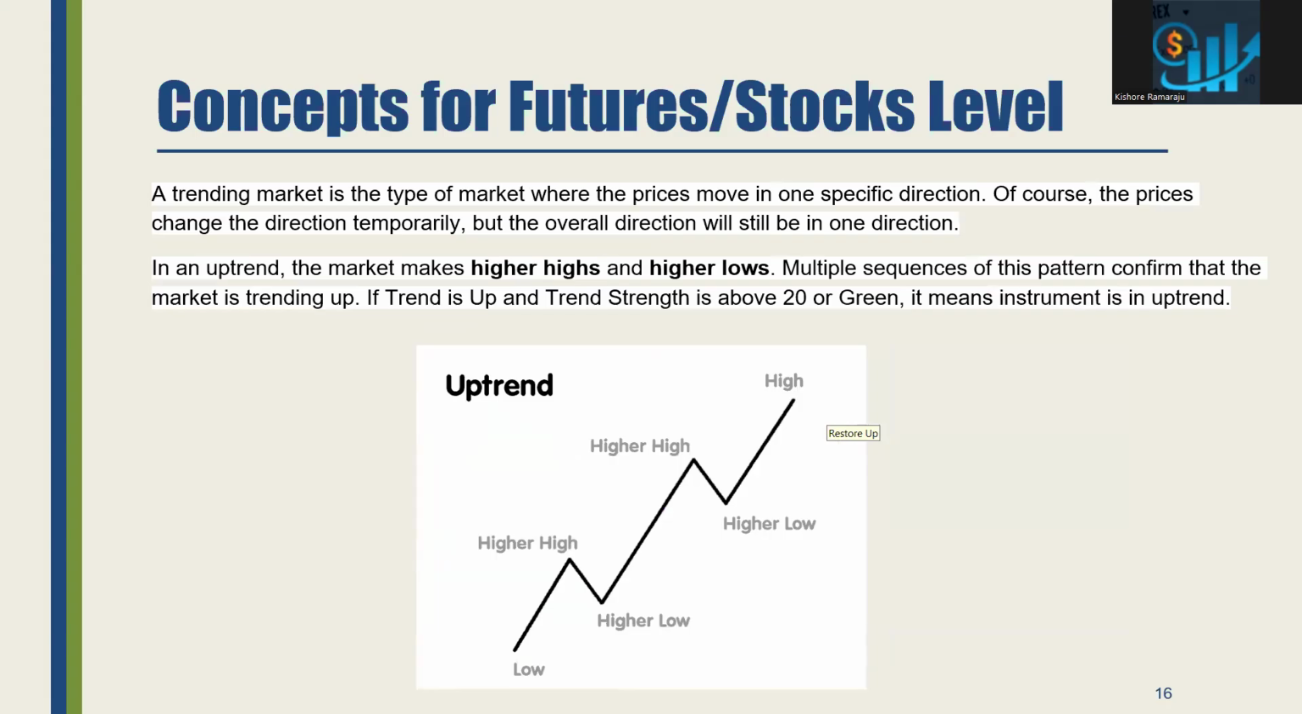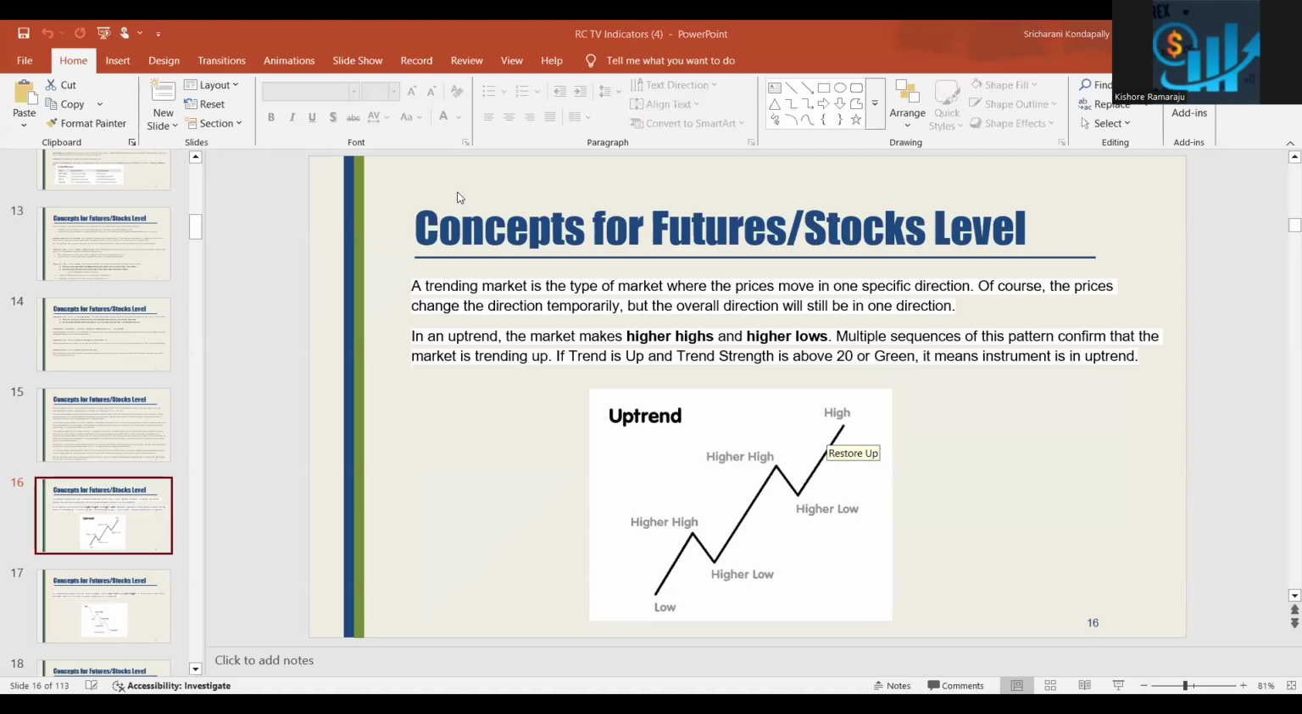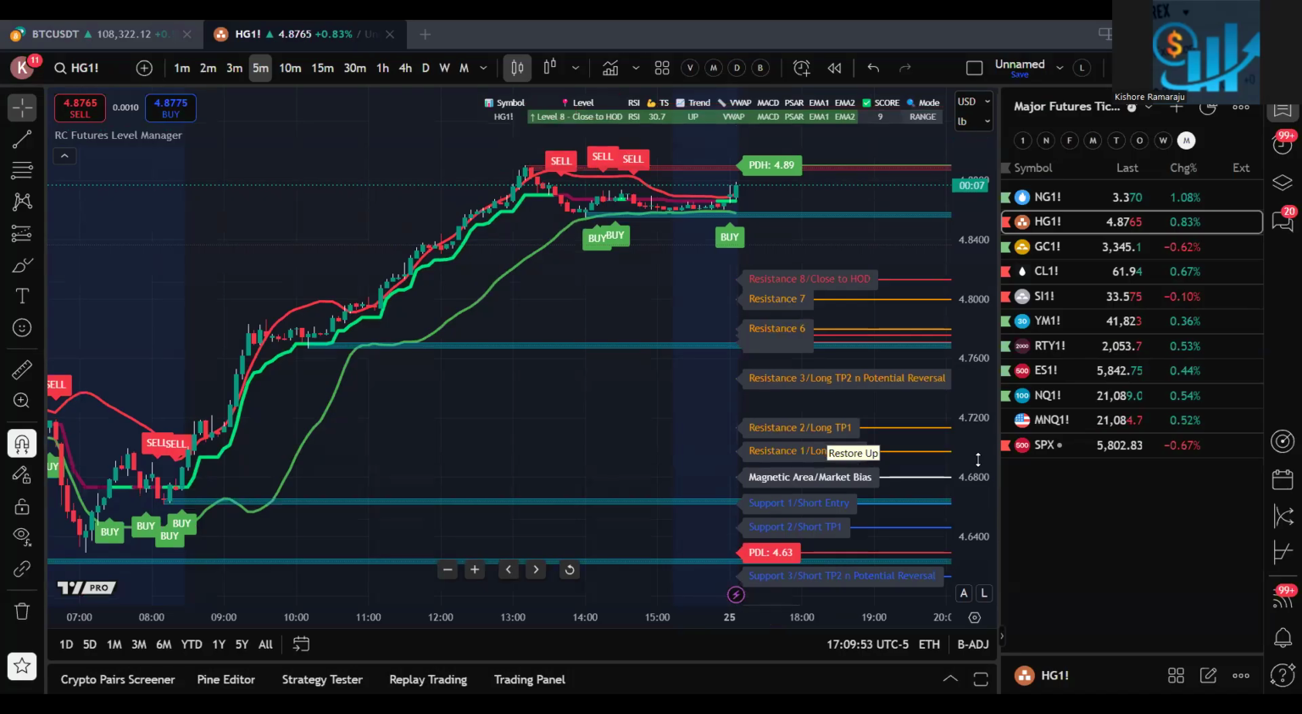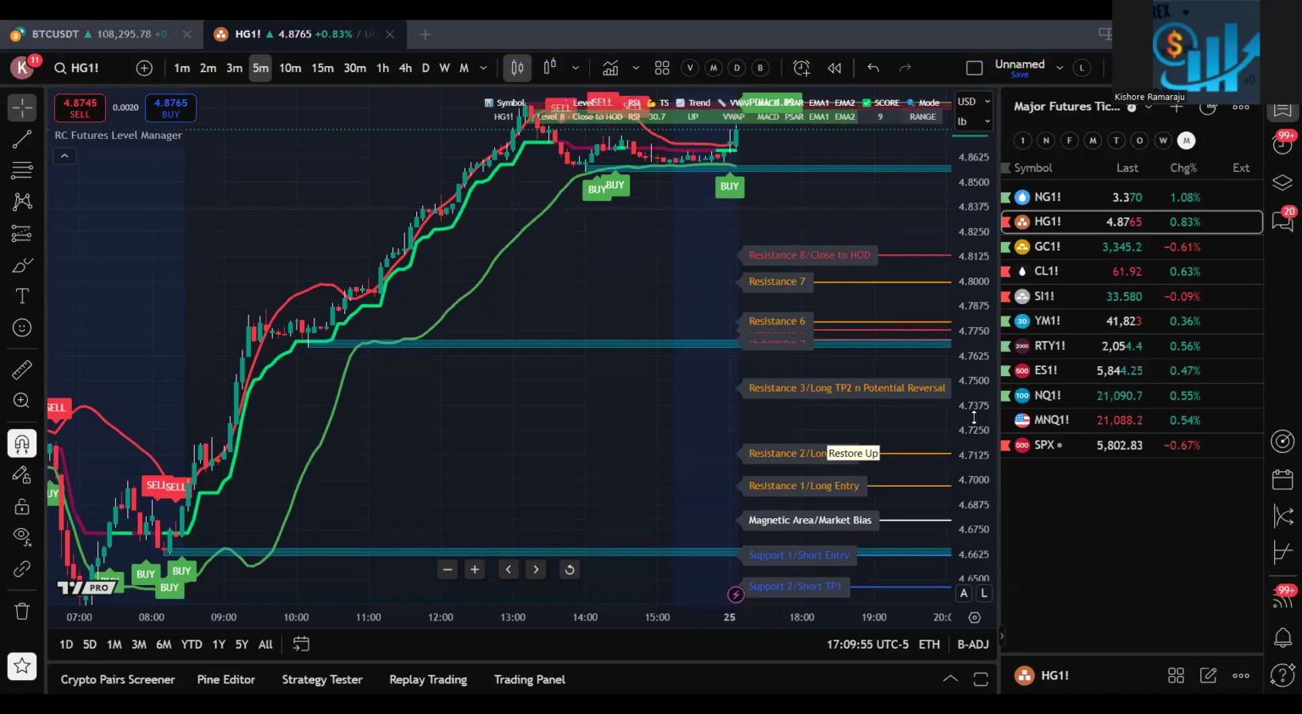Now I'll show you some charts, and then you can tell me whether it is uptrend or downtrend, or whether it is a sideways market. So, for example, copper. What do you think? Do you think it is uptrend or downtrend or sideways market?